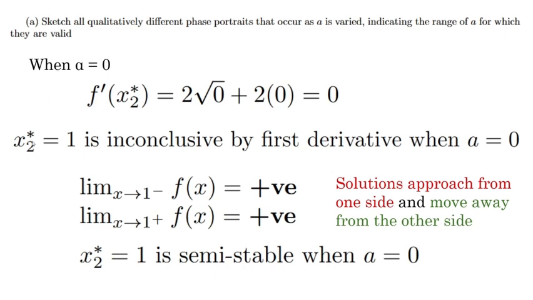Therefore, x2 is inconclusive by the first derivative when a is equal to 0. Therefore, we need to take the limit of both sides, and we get that they're both positive. Therefore, x2 is semi-stable when a is equal to 0.